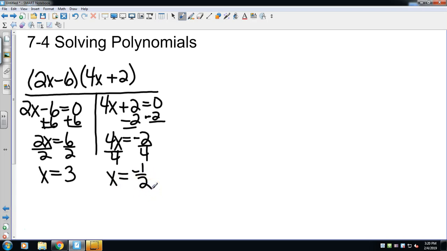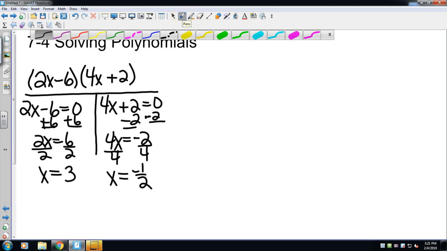What that tells me is if I were to graph this, and we'll get to that later in the chapter, it's going to cross the x-axis at 3, and it's also going to cross the x-axis at -1/2. These are called parabolas. A parabola is just something that looks like that.